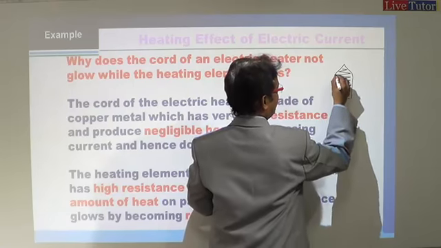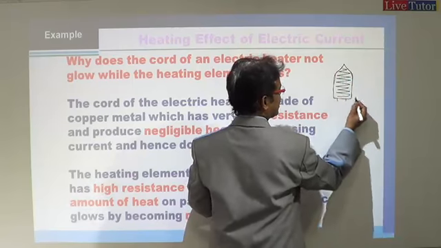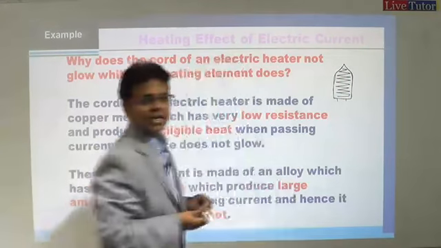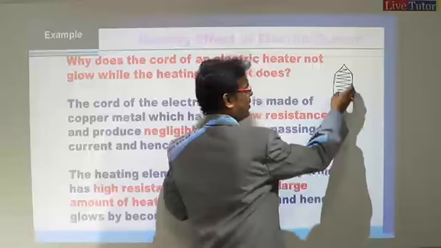This is made up of a hard plastic. Inside these two, this plastic is nothing but a non-conductor, isn't it? It will only transfer the heat, but it will not conduct electricity.